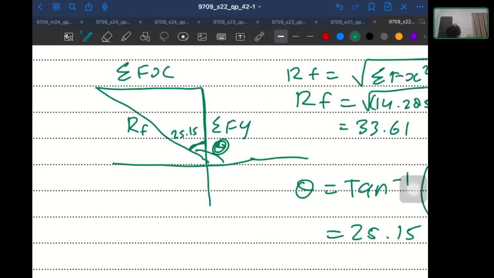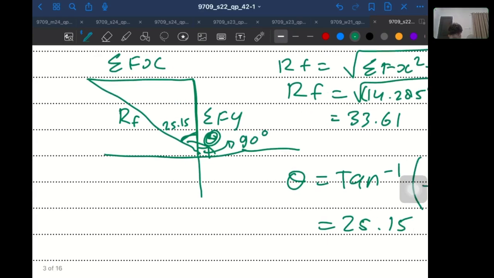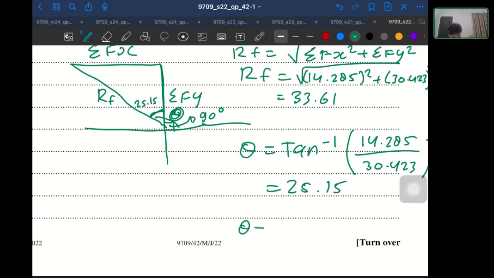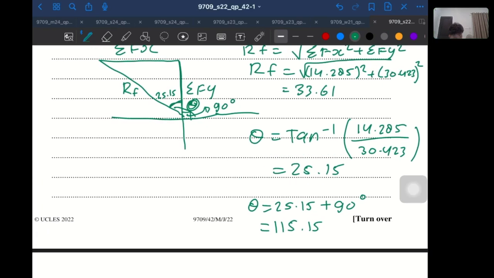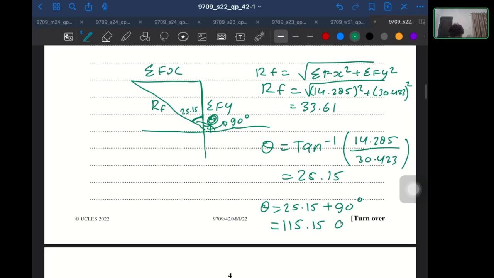We see that this one is actually a right angle. So what if it is a right angle? It is 90 degrees. So how do we find the theta? It is 25.15 added with 90 degrees. So we will have the answer of 115.15, and it will be moving anti-clockwise.